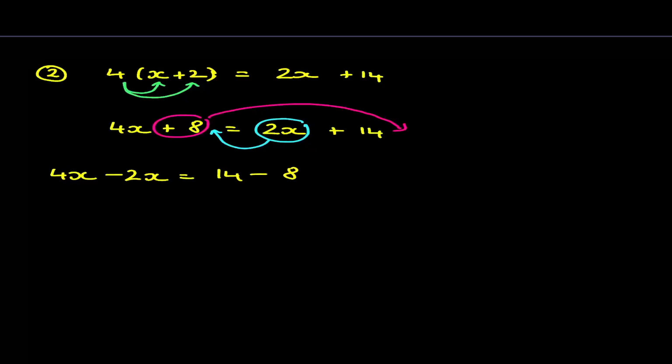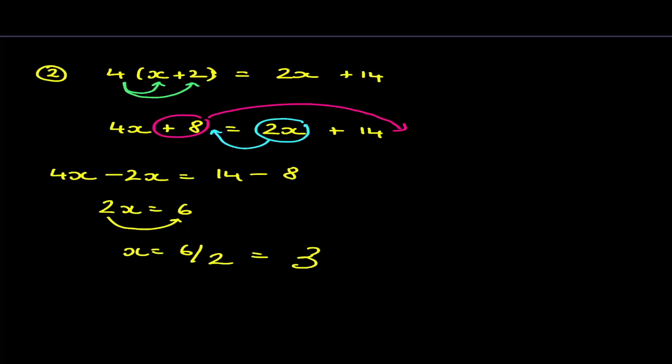And 4x take 2x is 2x. 14 take 8 is 6. And then we just need to get rid of the 2. So it's a times by 2 on this side. So when you bring it across, it becomes divide. So it's just 6 divided by 2, which is 3. So good work if you got question 2 correct.